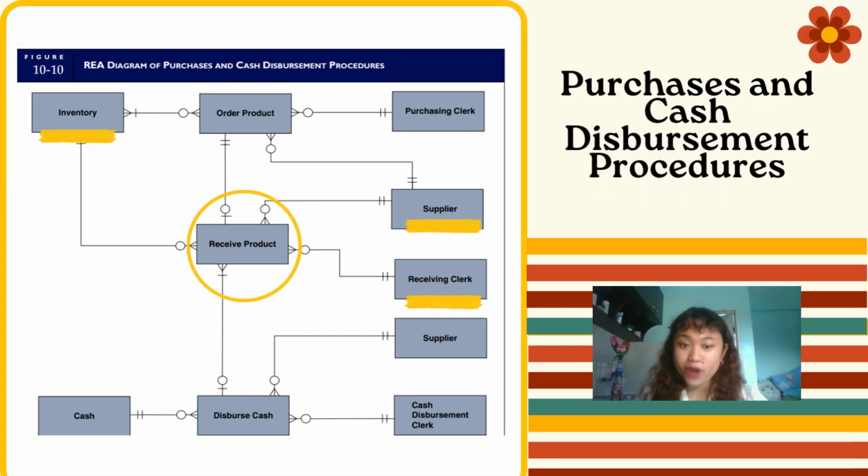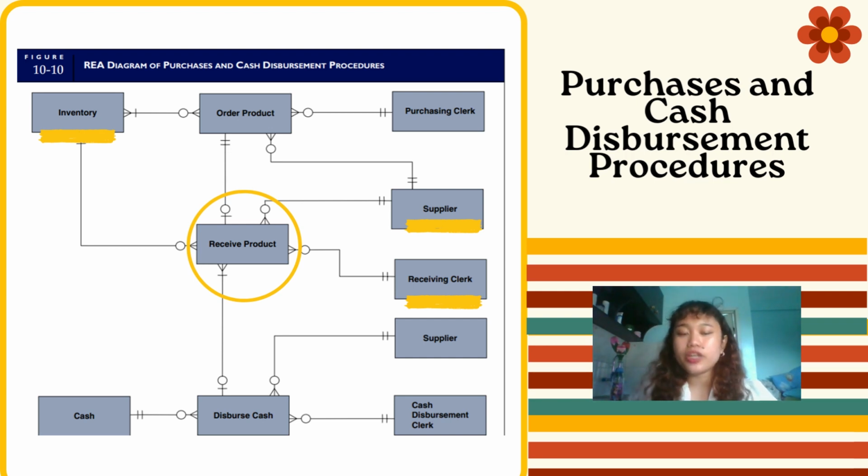Second, the received product event. The received product event is when the store gets the product it ordered from the supplier. Here's how it works. First, getting goods. The store receives the products they order from the supplier. It's like getting a package you ordered online.